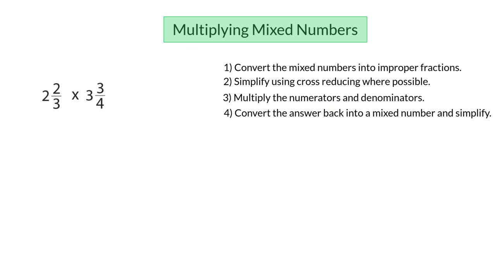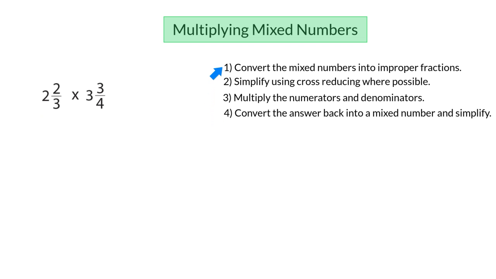Welcome to this tutorial on multiplying mixed numbers. Here you can see we have two mixed numbers, 2 2/3 times 3 3/4. And by definition, a mixed number is a whole number with a fraction. Off to the right here, I've given you 4 steps I'd like you to follow.